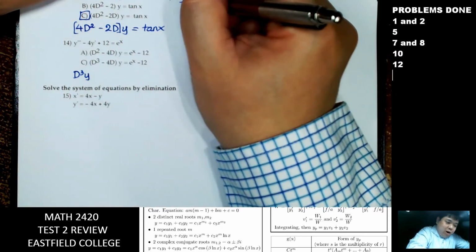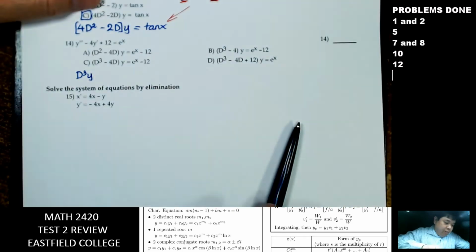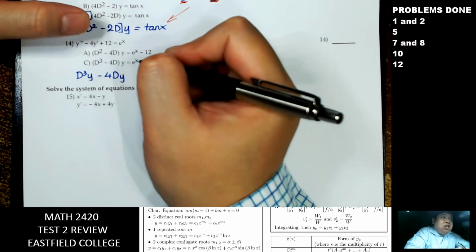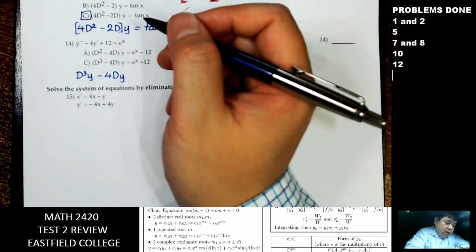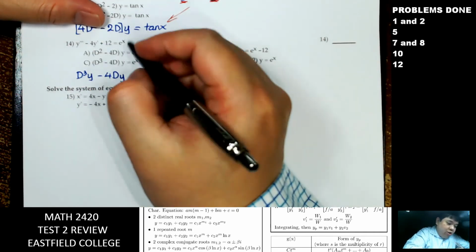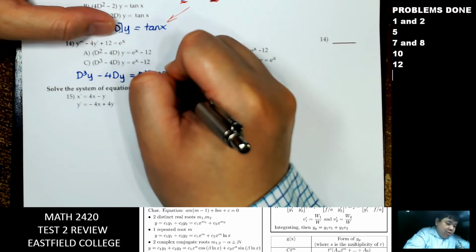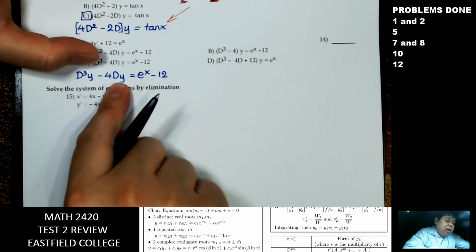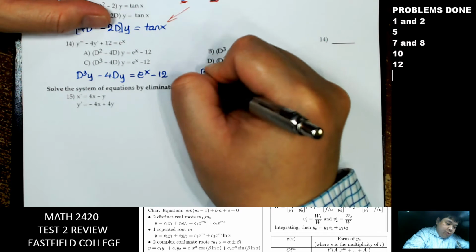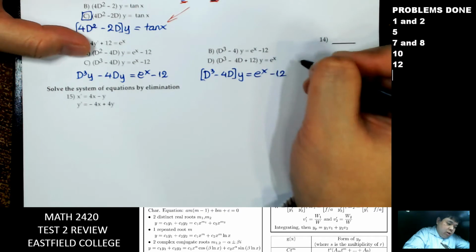And let's factor out the y. We have this. Same thing here. 4y prime is dy, and this is 12, so there's no y in there. So just move the 12 to the other side because it doesn't have y in it. So those two have y, we can factor out. So we have d cubed minus 4d, and then y equals e to the x minus 12. I think it will be this one.